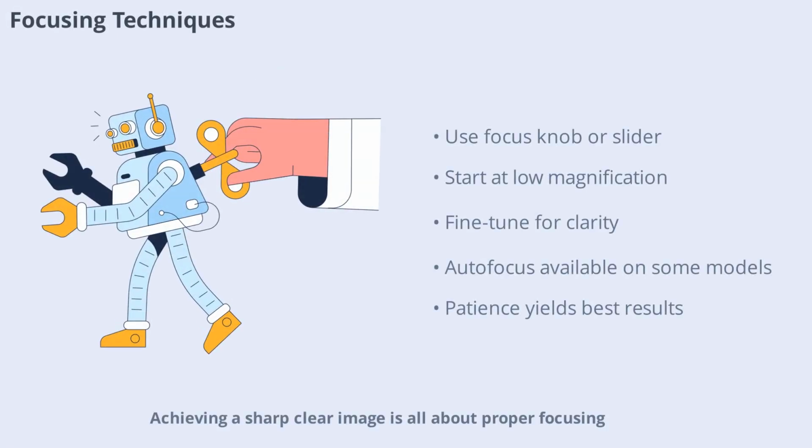Achieving a sharp, clear image is all about proper focusing. Most digital microscopes feature a focus knob or slider which you can adjust while viewing the live image on your screen. Begin by placing your specimen on the stage and bringing it into rough focus at low magnification. Then fine-tune the focus until the details become crisp. Some advanced models offer autofocus, which can be especially helpful for beginners. Remember, patience and small adjustments are key to getting the best result.